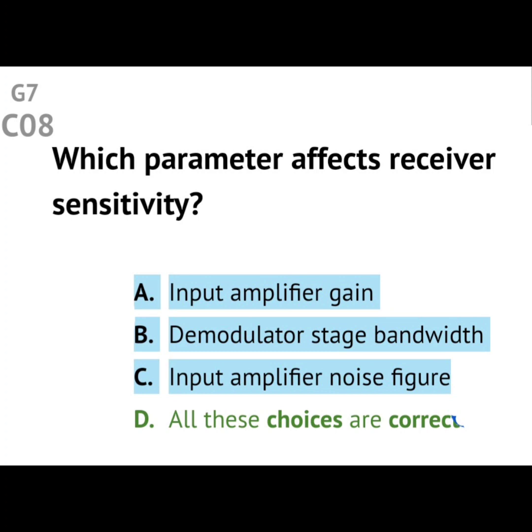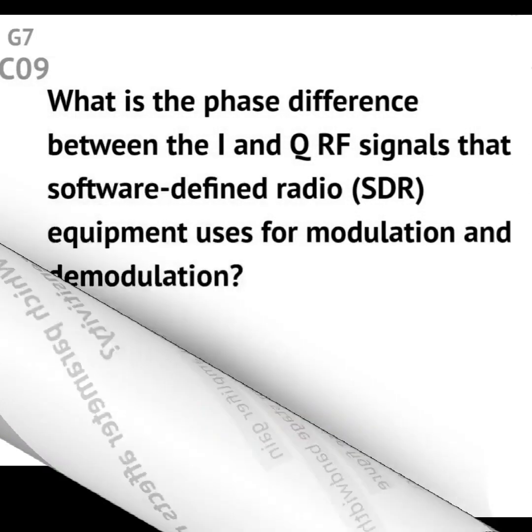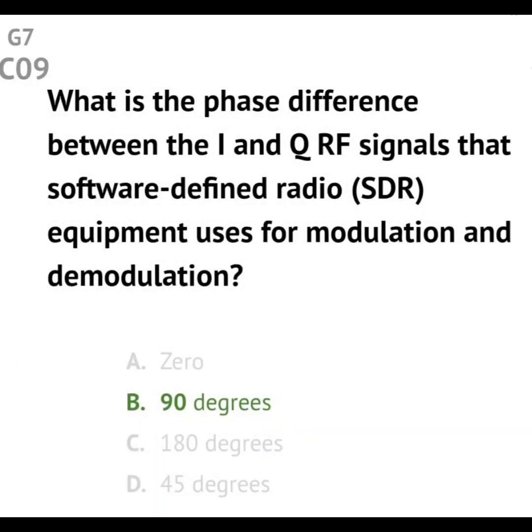Question G7C08. Which parameter affects receiver sensitivity? Answer: all these choices are correct, which are input amplifier gain, demodulator stage bandwidth, input amplifier noise figure. Question G7C09. What is the phase difference between the I and Q RF signals that software-defined radio SDR equipment uses for modulation and demodulation? Answer: 90 degrees.